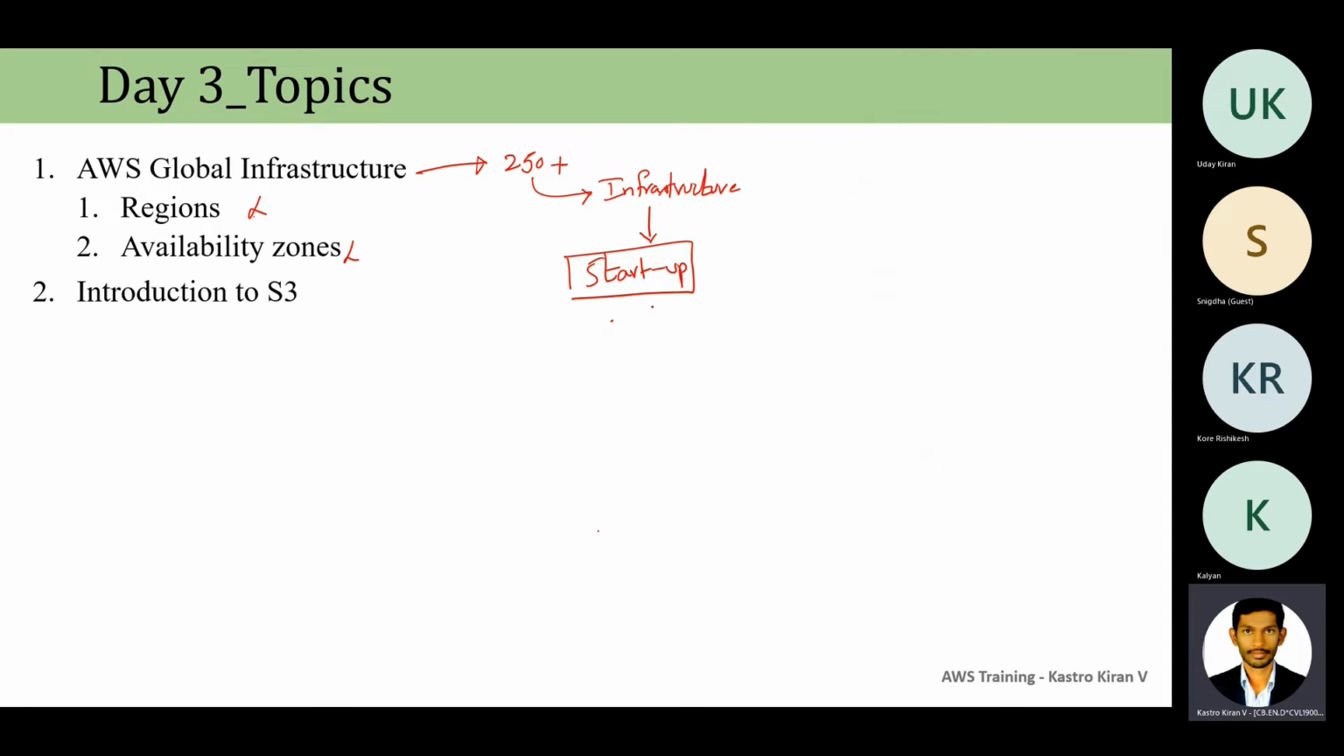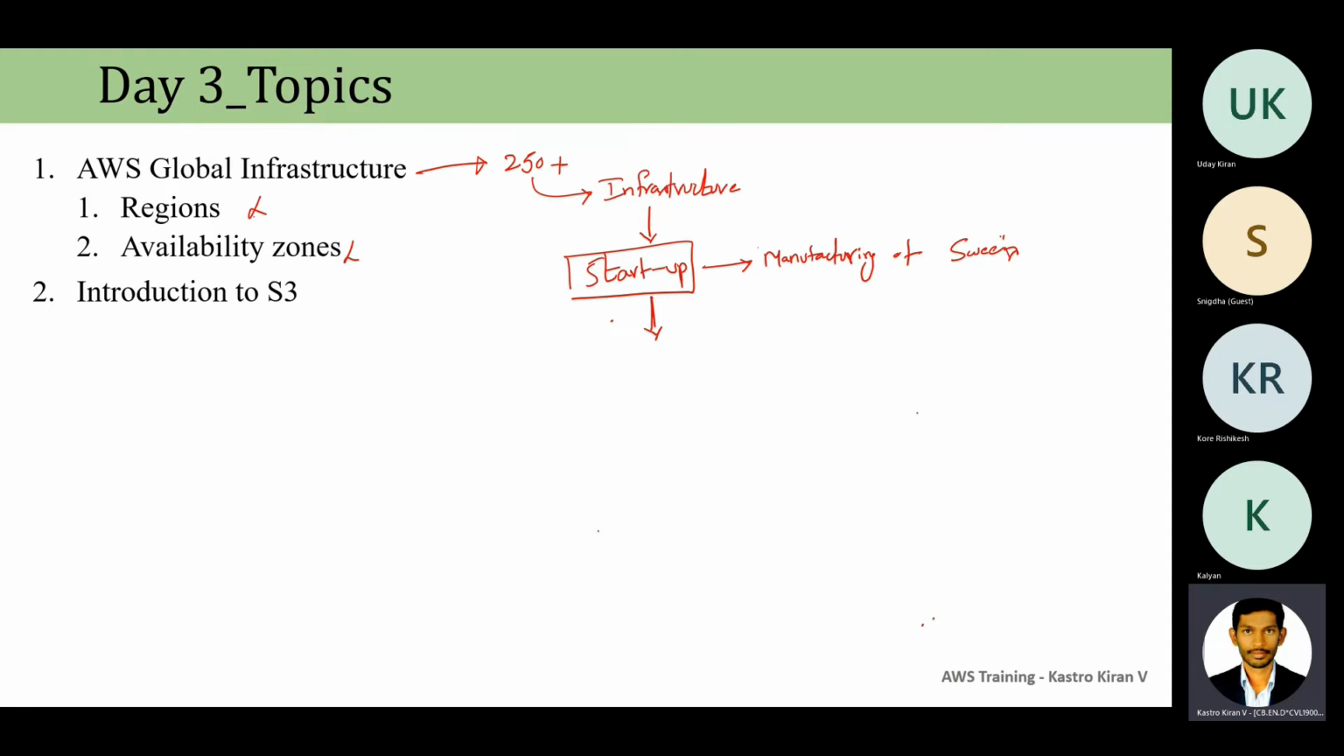In order to establish this startup company, you need to have some infrastructure. Now, what is that infrastructure? Let's say that you are going to start a company related to the manufacturing of, let's say, sweets. This is the business you are thinking of starting.